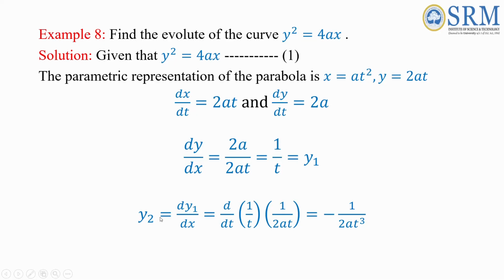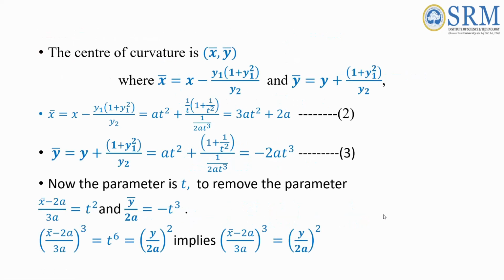Now to find the second derivative, y2 equal to dy1 by dx. By using the chain rule, we get d by dt of 1 by t into 1 by 2at, that is minus 1 by 2at cube.